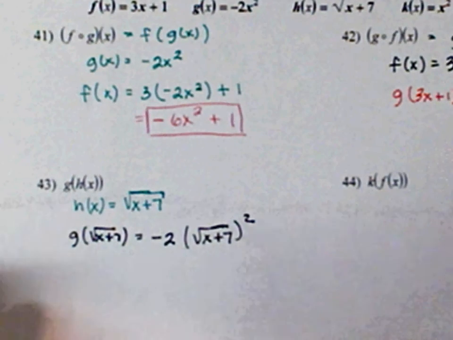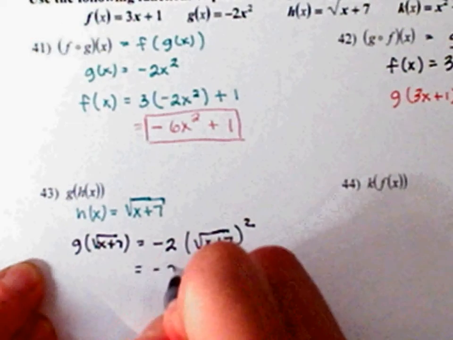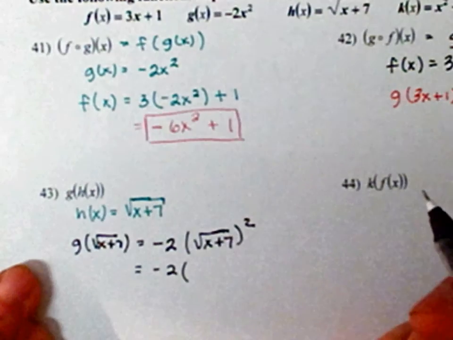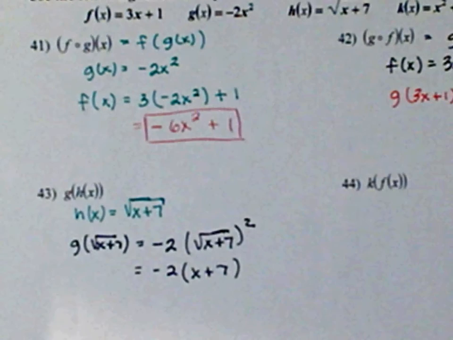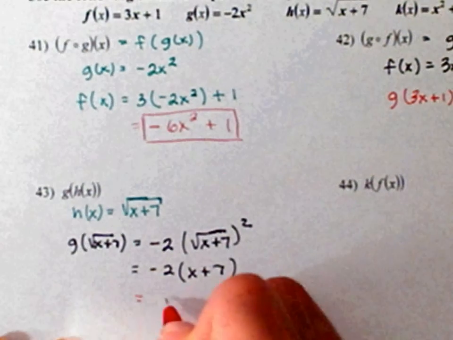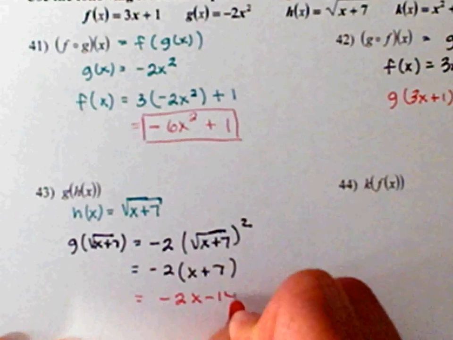Now, when you square a square root, the radical pretty much goes away. And now you can just distribute. So you have negative 2x minus 14.